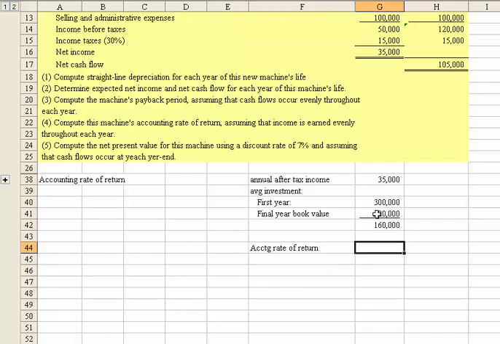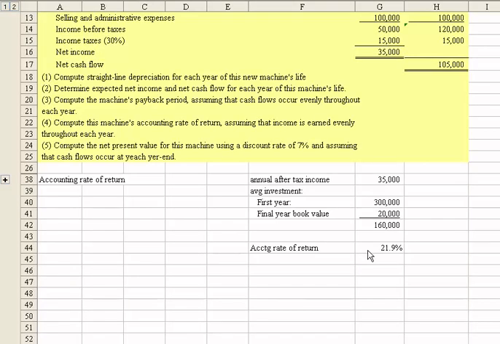I can type it correctly by taking the annual after-tax income, and in this case that's also the average, right, per year, divided by the average investment. And what we get is a 21.9% average rate of return, or 21.88, but I think to 1 decimal is close enough. And that takes care of part 4. Or, excuse me, that takes care of the 4th requirement.